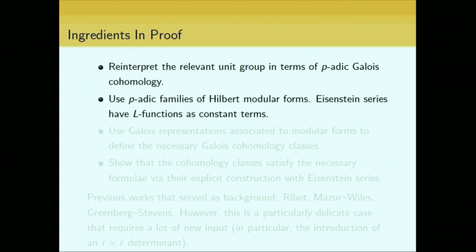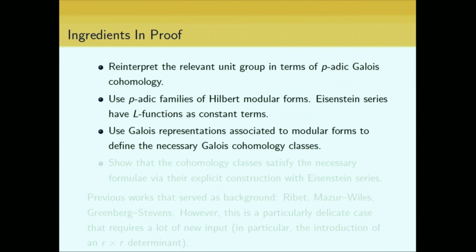That gets us to the problem of constructing certain Galois cohomology classes, and those are constructed using Ribet's method, which I hear there is a grad student seminar on, so hopefully people in this audience are familiar with it now. The format of it that we use, as in Iwasawa theory, is p-adic families of Hilbert modular forms, and the connection between L-functions and modular forms is that Eisenstein series have L-functions as constant terms. Then we use the Galois representations associated to cuspidal forms.